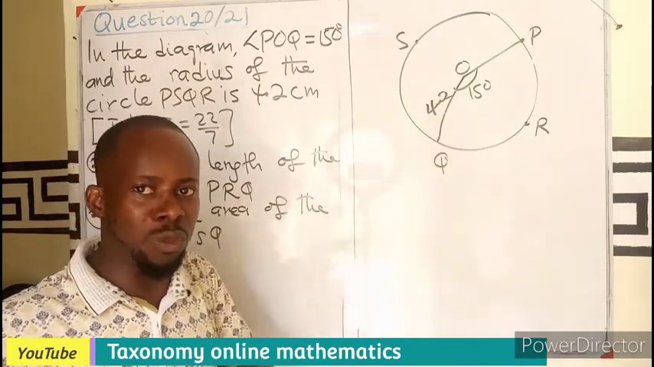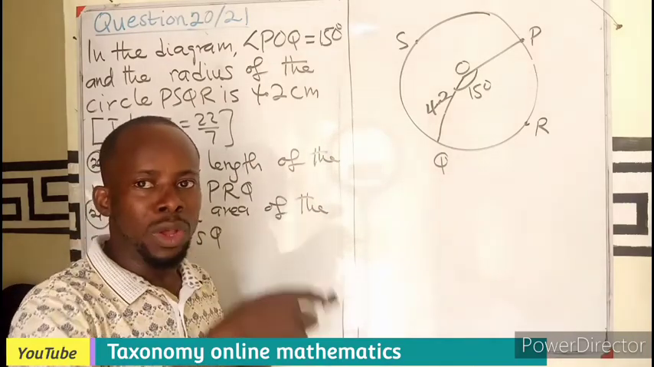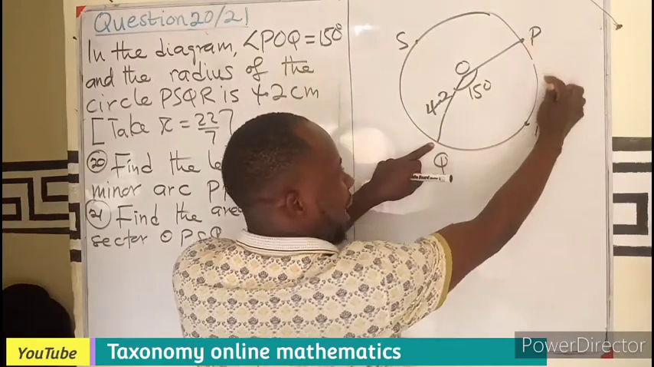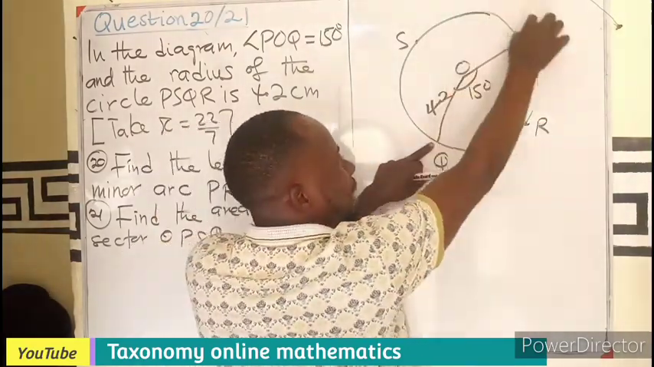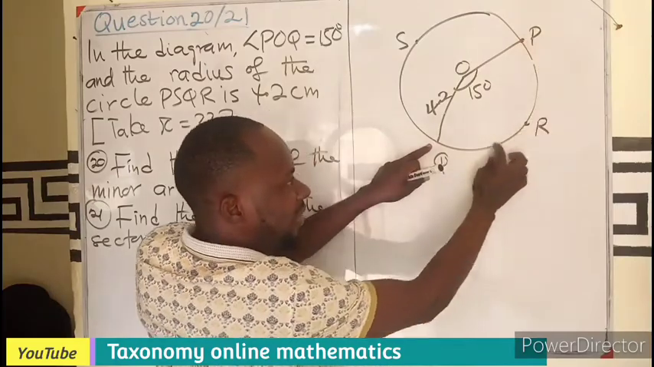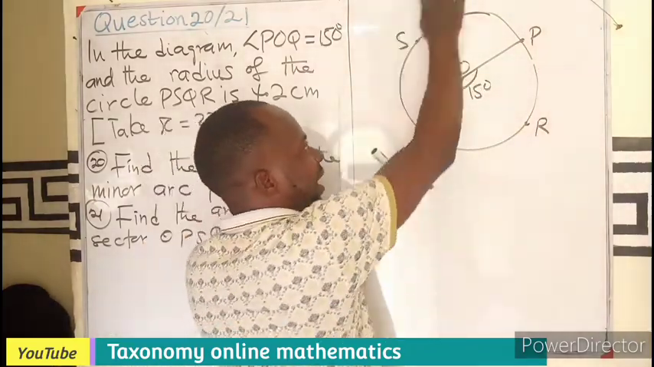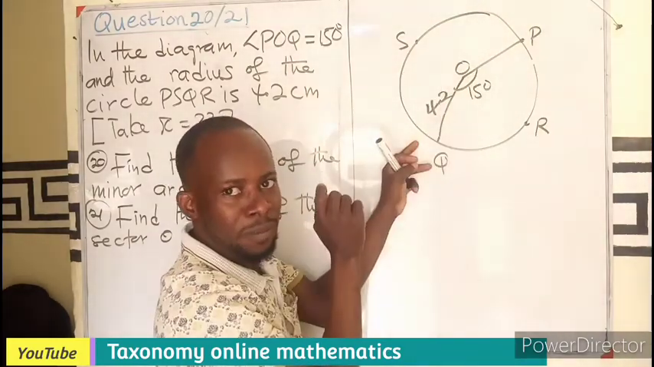Minor meaning the smaller length of the circumference. Major, the longer length. So if you look at this, this is our minor, meaning the smaller length on the circumference, and this is the major. So this length subtends the angle 150. This length will subtend the angle 360 minus 150.